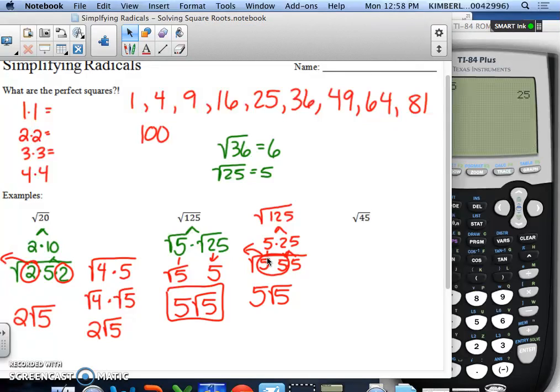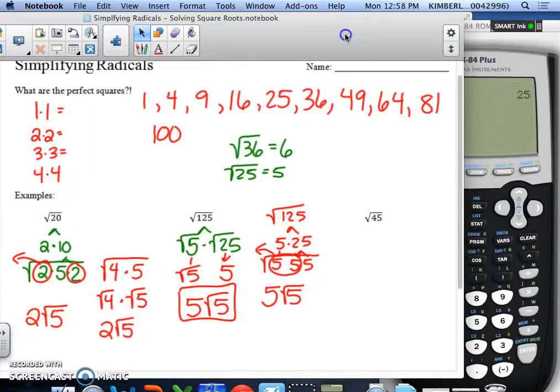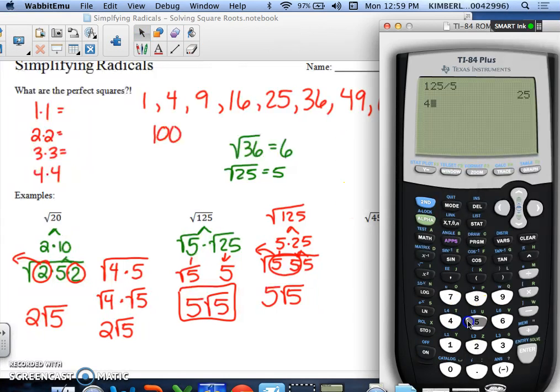Okay, so either way that you like to solve these, it's up to you. You will get the same answer no matter what. Okay, so let's try one more. 45 is divisible by 5, so 5 times 9.